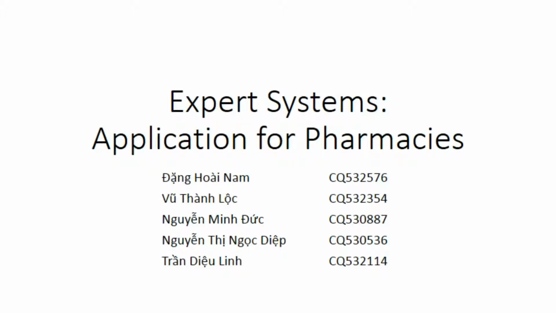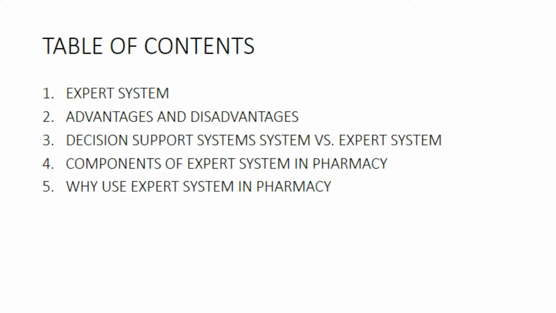Our topic today is about the pharmacy expert system, which is one of the common and useful applications of expert system in reality. Firstly, we would like to introduce shortly about an expert system, then come directly to the expert system in pharmaceutical field, which includes its 5 components, its uses, and so on, to answer why we should use this kind of system. So here comes the expert system.